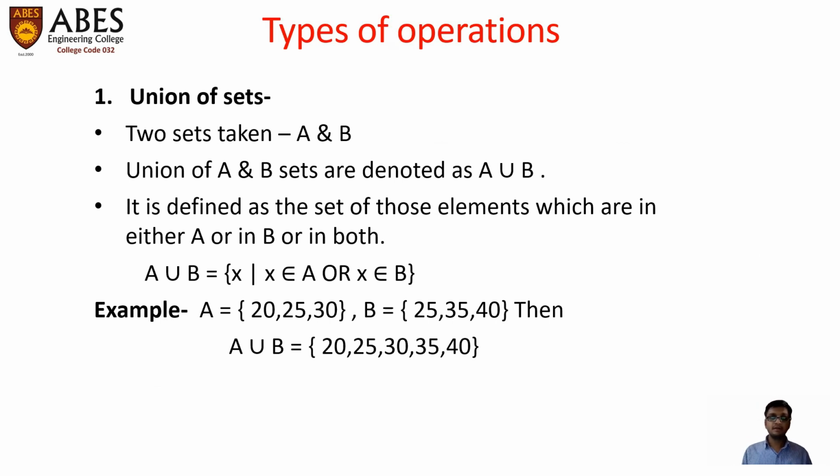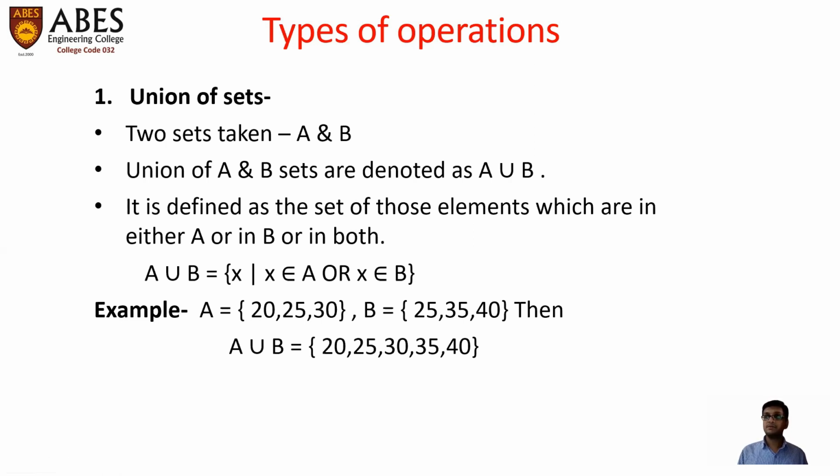For the union operation, here I am taking two sets, set A and set B. In symbolic representation, the union operation is represented as A ∪ B. This is the symbol of union, and A and B are the sets. So how can we define the union operation? It is defined as the set of those elements which are in either A or in B or in both.